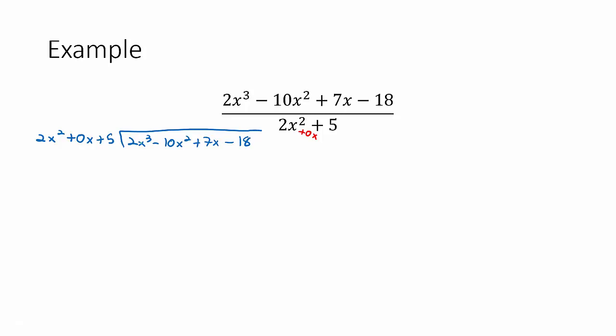Again, we take the front terms. 2x cubed divided by 2x squared. The 2's are gone. All that's left is just an x. That's nice. So x times 2x squared is 2x cubed. x times 0x is 0x squared. And x times 5 is 5x. Change the signs on everything. So the 2x squareds are gone. Negative 10 minus 0 is still negative 10x squared. Plus 7 minus 5 is 2x. Minus 18.